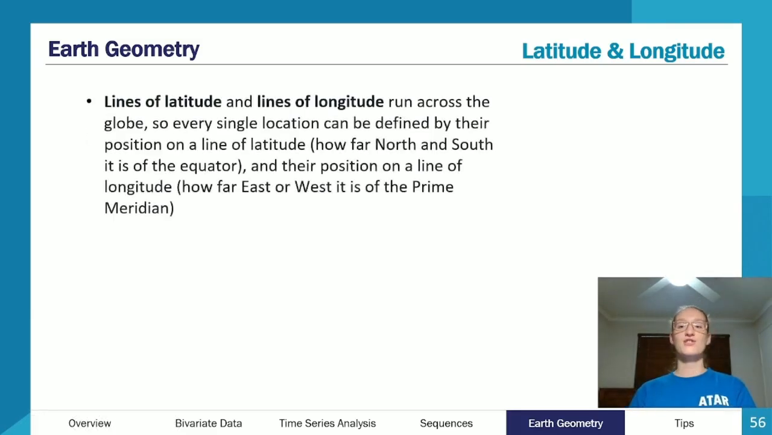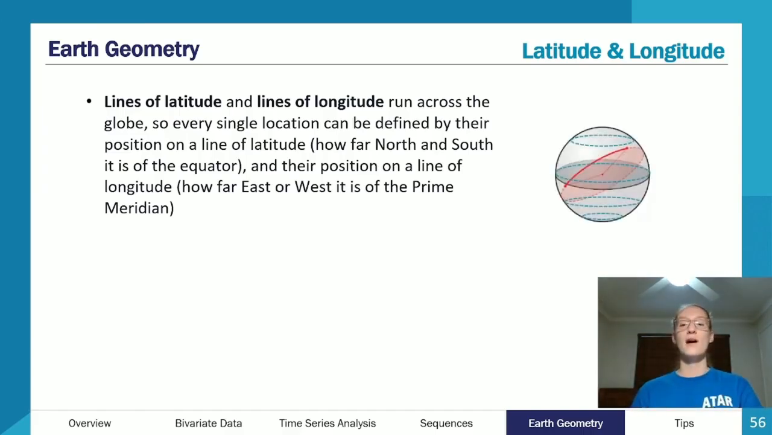So let's bring latitude and longitude together. Latitude and longitude is quite complex, with a lot of visualizing involved. If you want to look up some animated visuals that might help you picture it better, that could be really helpful. So again, coming back to my almost invisible grid paper running all around the world: lines of latitude and lines of longitude run across the globe so that every single location can be defined by its position on a line of latitude, which is how far north or south of the equator it is, and its position on a line of longitude, which is how far east or west it is of the prime meridian.